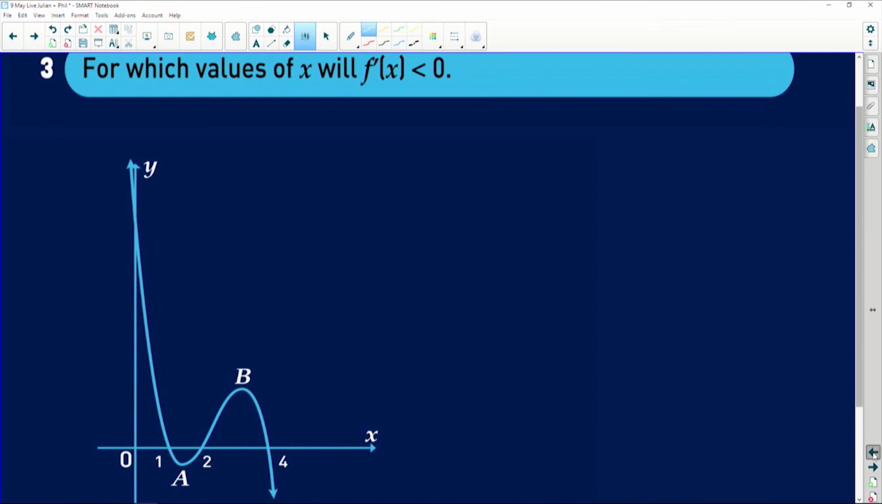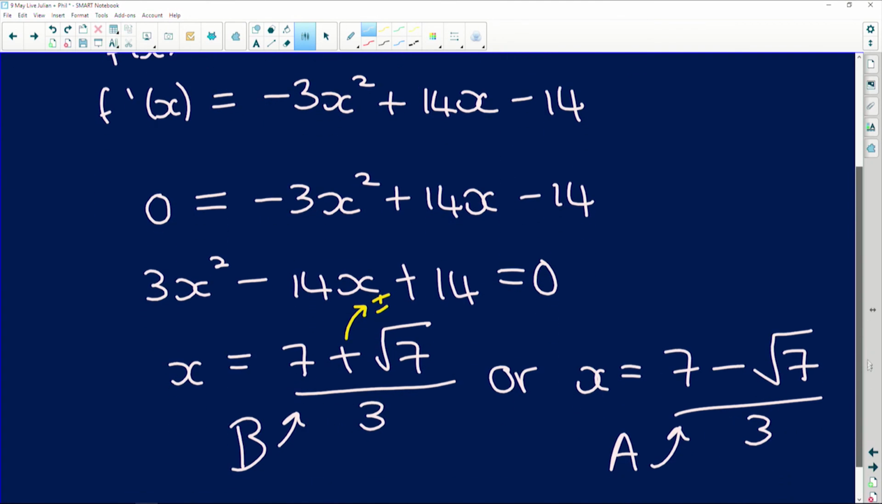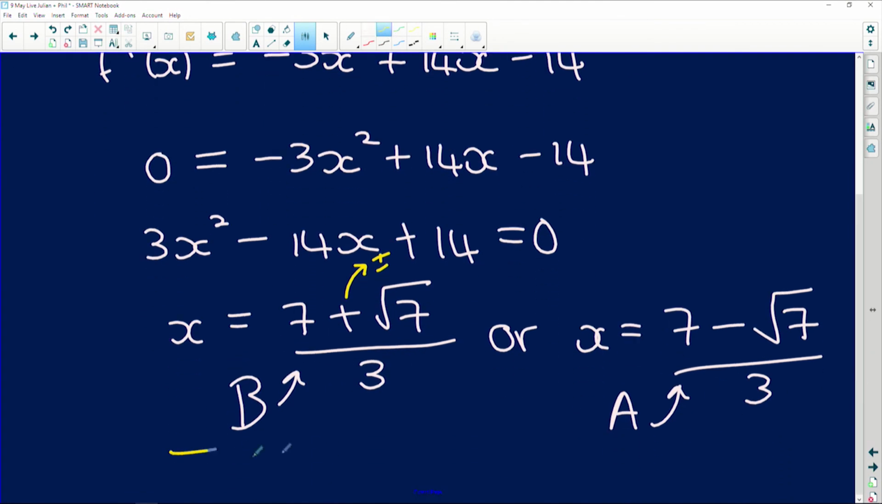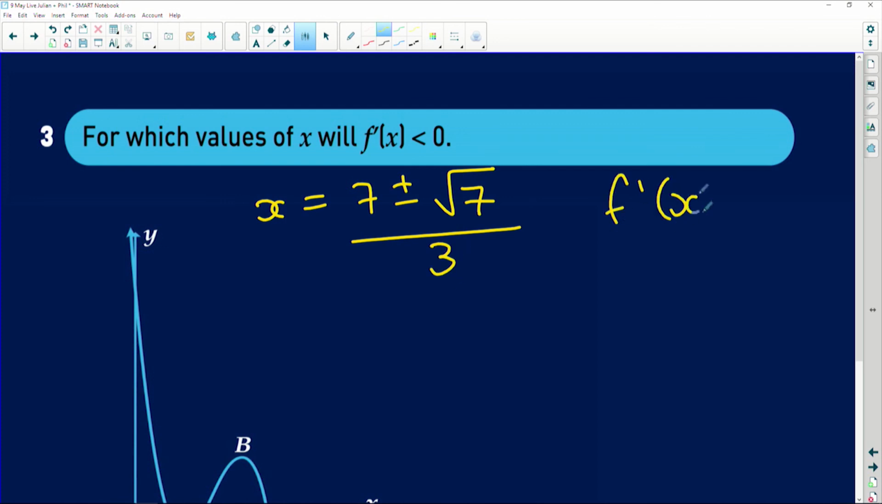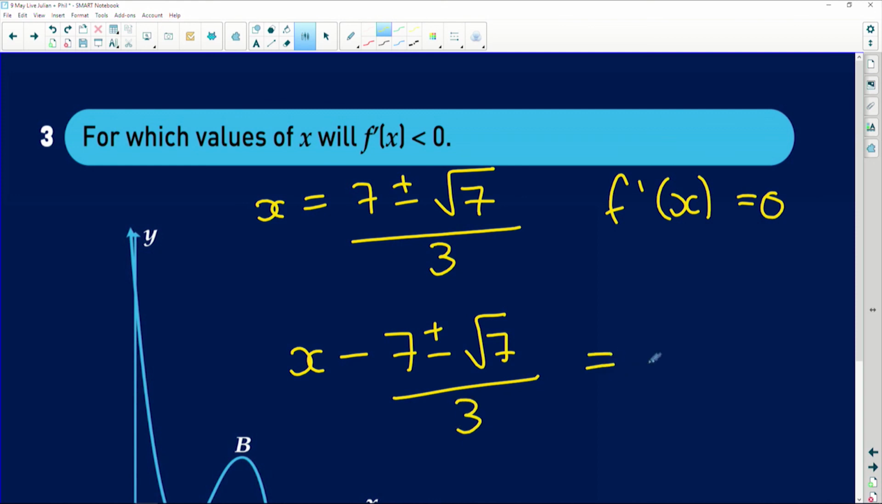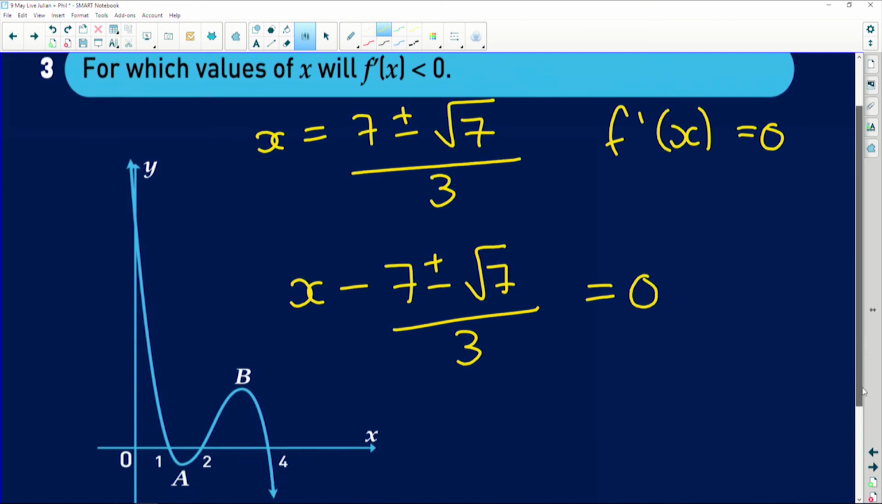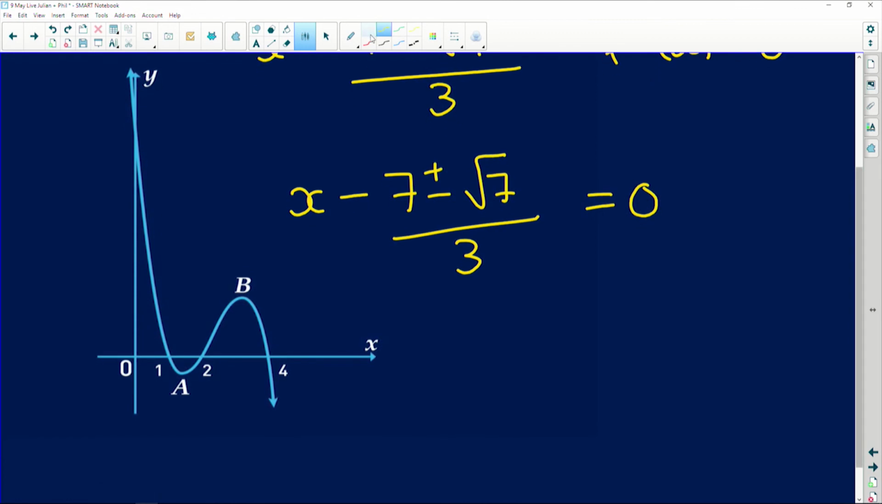Okay, well, we've just found these are the values for x that make the first derivative equal to 0. So when x is equal to 7 plus or minus the root of 7 all over 3, the first derivative of x is equal to 0. So that's saying that x minus 7 plus or minus root 7 over 3 is equal to 0. Okay, now we're trying to find when it's less than 0.